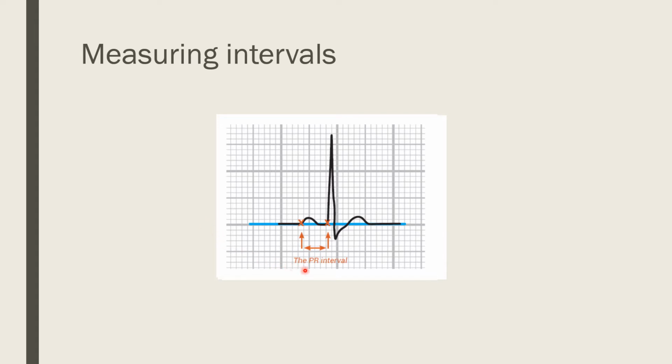Measuring the PR interval from the beginning of the P wave to the beginning of the QRS, which represents the time from the first stimulation of atrial depolarization to the first stimulation of ventricular depolarization.